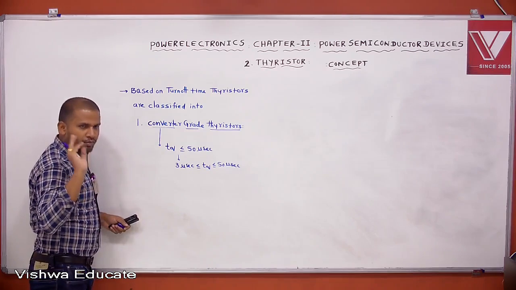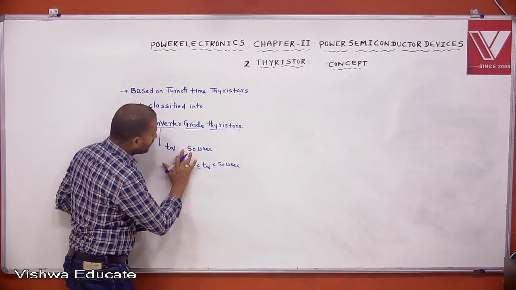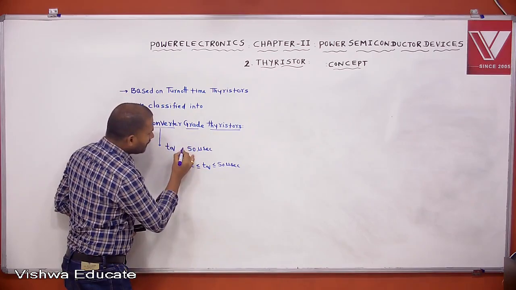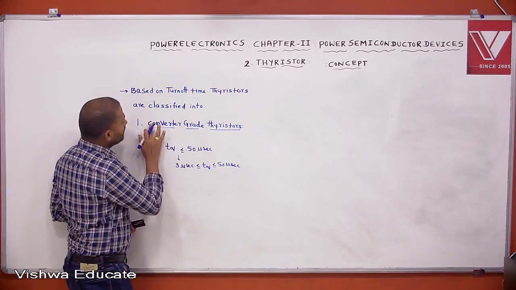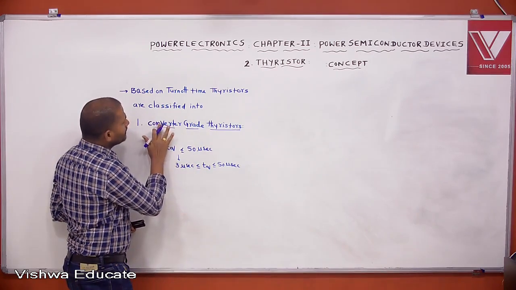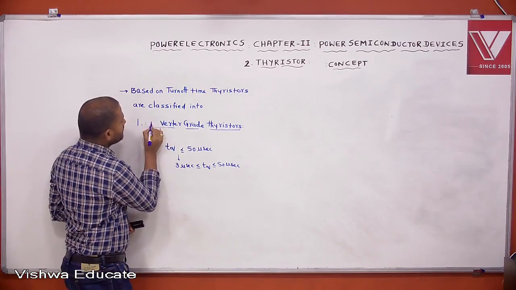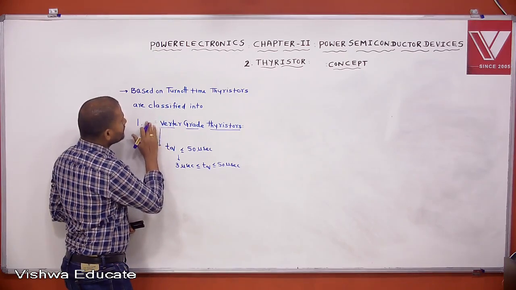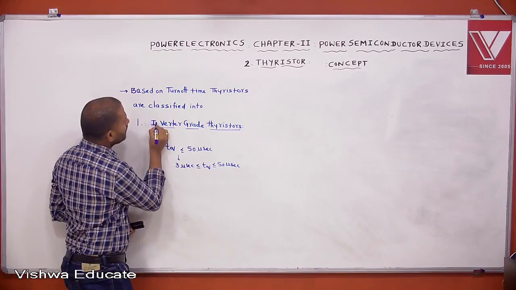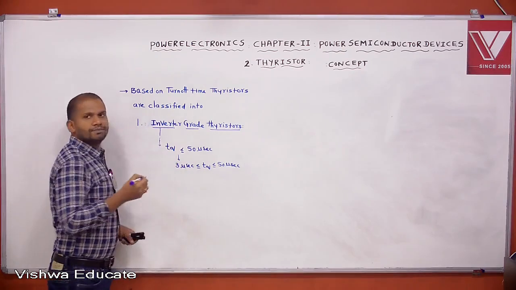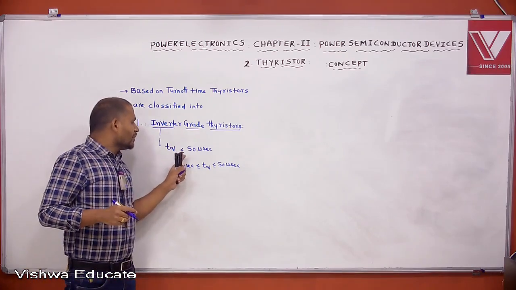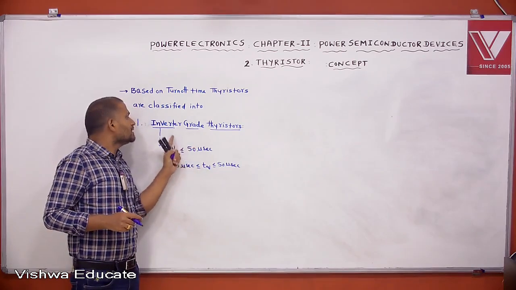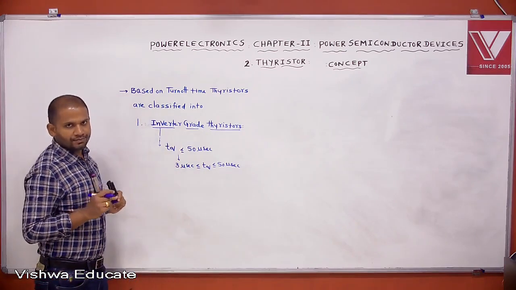Sorry, concentrate. If it is less than or equal to 50 microseconds, you take it as not a converter. This is inverter grade thyristors. If the turn off time is less than or equal to 50 microseconds, that is 3 to 50 microseconds, those thyristors are called inverter grade thyristors.